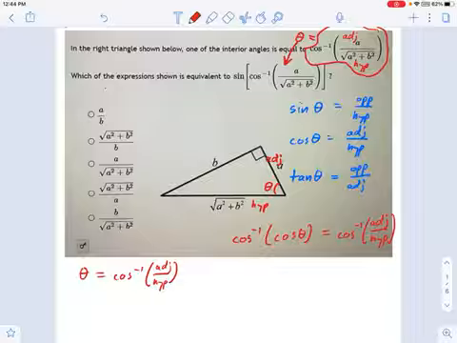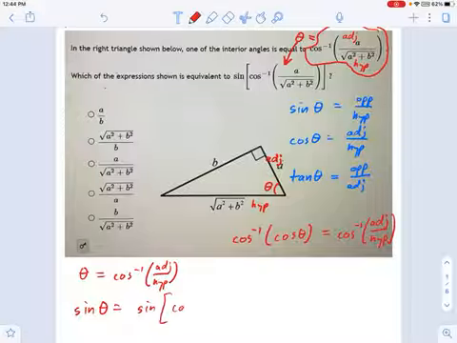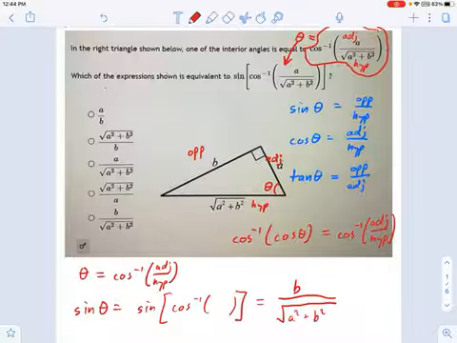So if this is theta, what's the sine of theta? In other words, what's the sine of the inverse cosine of all that other stuff? Right? That's what I'm asking. So the sine is the opposite over hypotenuse. That means B, right? That's my opposite side right here. B over the hypotenuse. We already talked about the hypotenuse. That's the square root deal. Square root of a squared plus b squared. And if we look on our list, there it is.